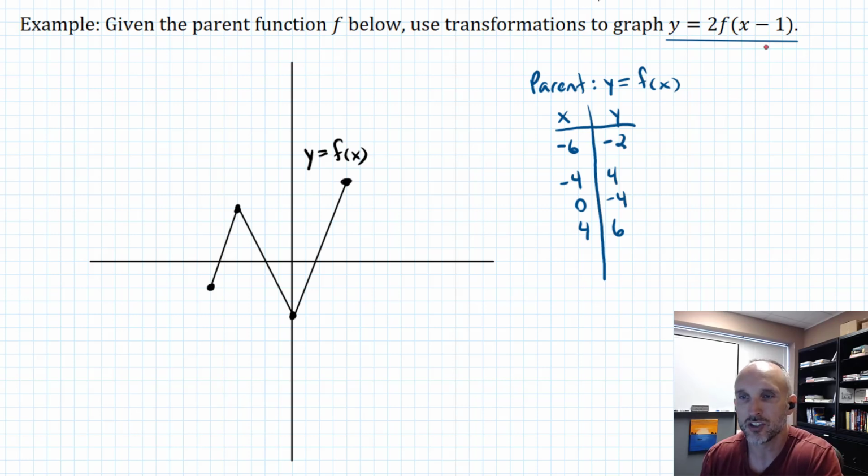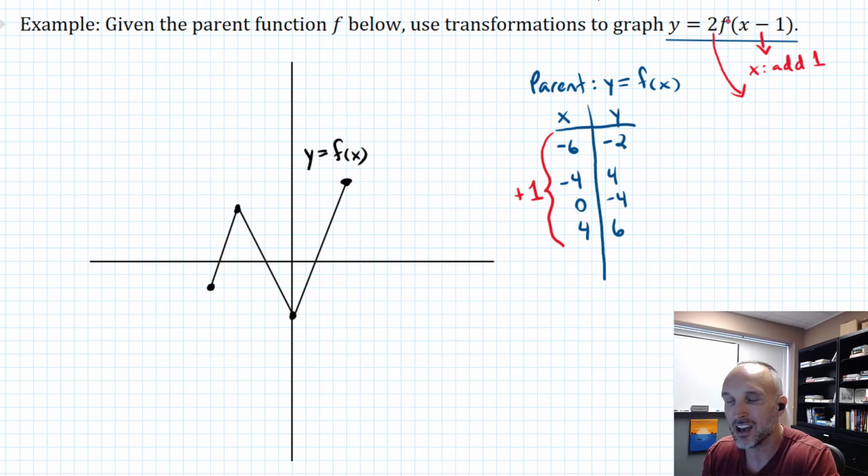Now, what are the transformations? Well, inside the parent operation, which is inside the f function, we can see that we're subtracting 1 from x. So our x transformation is going to be to add 1. So I'm going to go to my x column and add 1. Remember, the x transformations reverse your operation. The y transformation is what happens outside of the parent operation, the f operation. So that's times 2. So y is times 2.